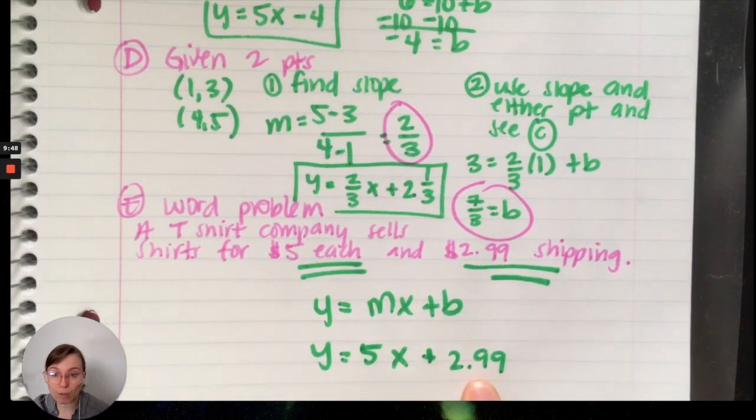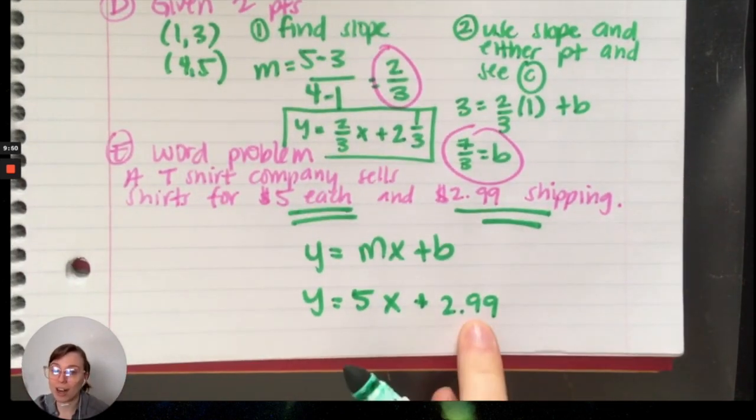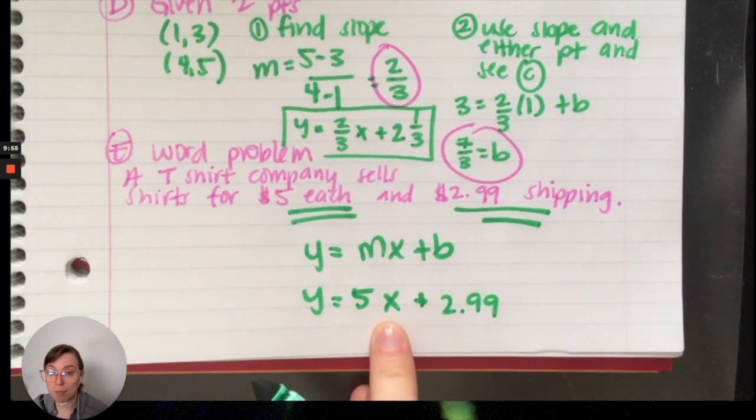This is a flat rate. No matter what you buy, you're going to have to pay shipping, but only one time. No matter how many I buy, I have to pay $5 per shirt, whether I buy 5 shirts or 20 shirts or just 1 shirt.